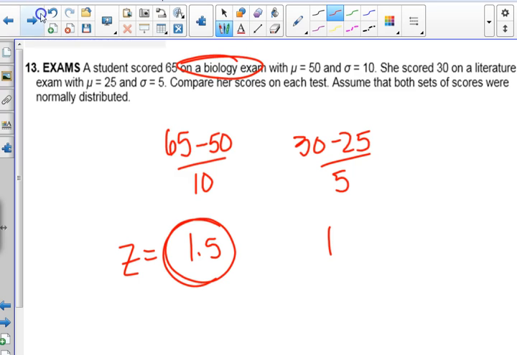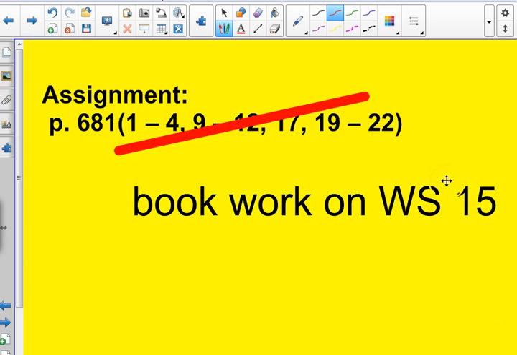All right, guys, the worksheet you have to do on this is worksheet 15, okay? Work day tomorrow, then I'm back for review day Wednesday, quiz on Thursday.